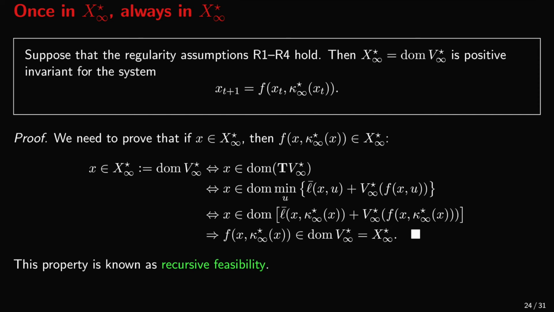This property is known as recursive feasibility. So once we are inside X infinity star, we will remain inside X infinity star forever.